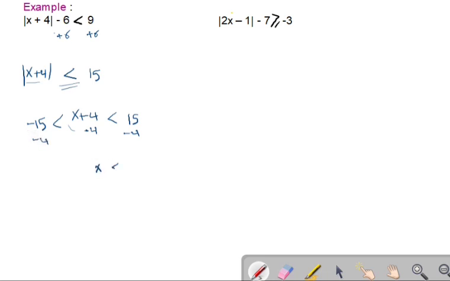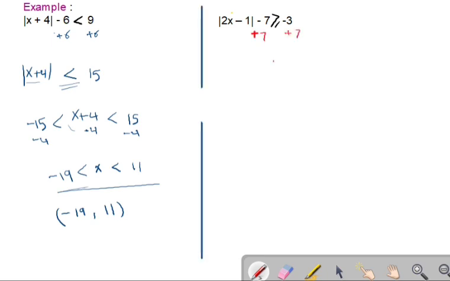Now x is less than 11 and greater than minus 19. So this is the solution. We can express it like this: it is between parentheses, minus 19 to 11. Open parentheses mean that neither minus 19 nor 11 is included in the solution. So minus 19 is not a solution and 11 is not a solution as well, but all the numbers between minus 19 and 11 are.